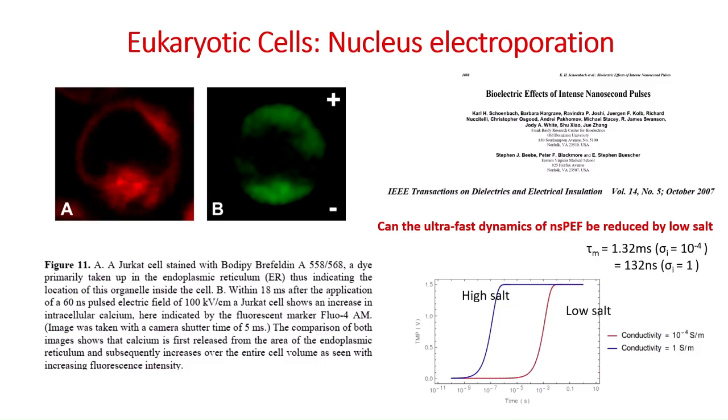For example, this was the first demonstration in 2007, where they applied 60 nanosecond pulse electric fields of 100 kilovolts per centimeter to Jurkat cells. And this is the endoplasmic reticulum, which releases calcium, and the calcium-sensitive fluorophore dye captures the calcium. So this was the first instance showing that the inner organelles can be electroporated by nanosecond pulse electric field. Now, since the conductivity in biological cells is very high, the dynamics happens over nanoseconds. If the conductivity is very low, the same dynamics can be observed over microsecond or millisecond time scales.